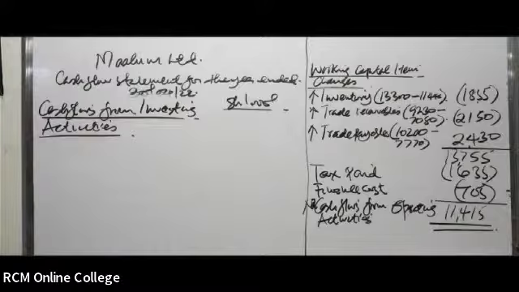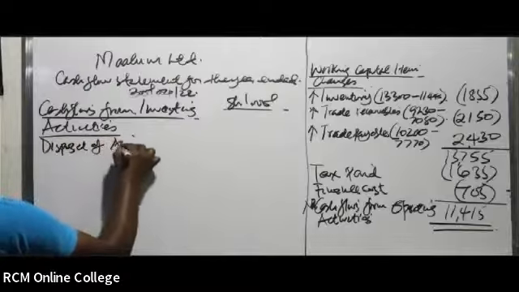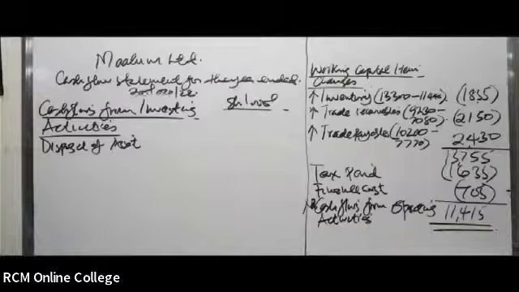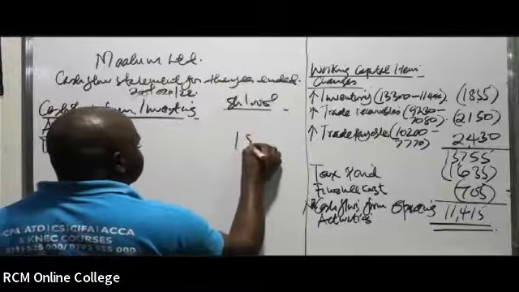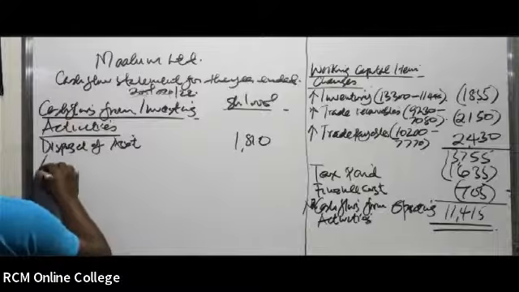From the investing activities, I think there was a disposal of an asset, which in this case was sold. So they got some proceeds from there. On the disposal of the asset, the proceeds were 1810. Then there was an acquisition of assets.